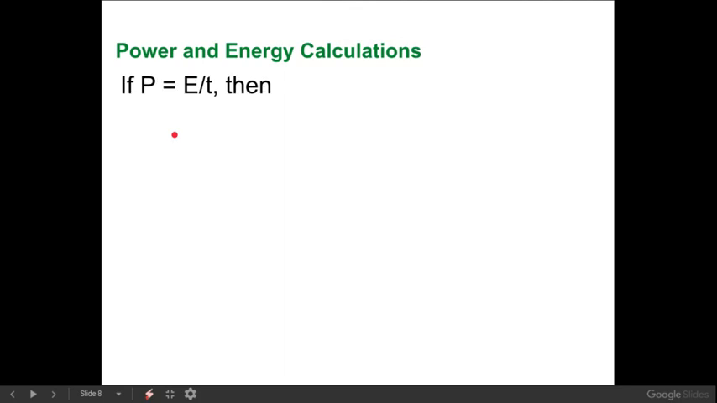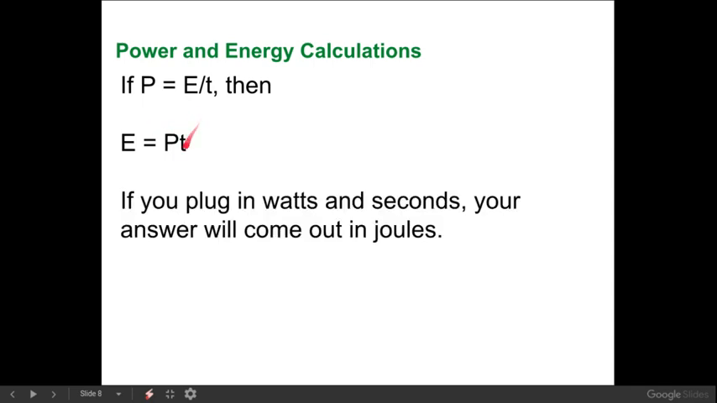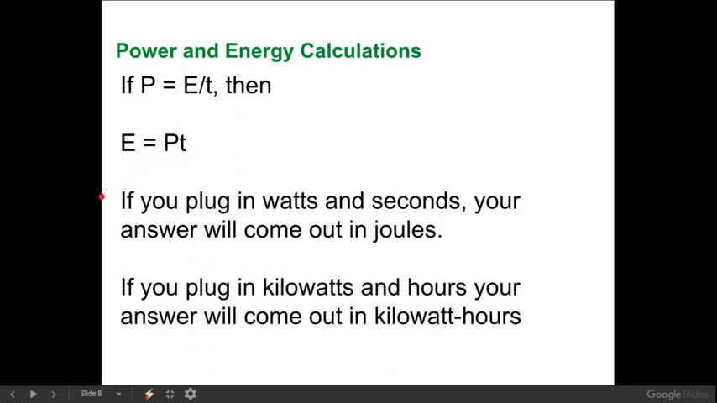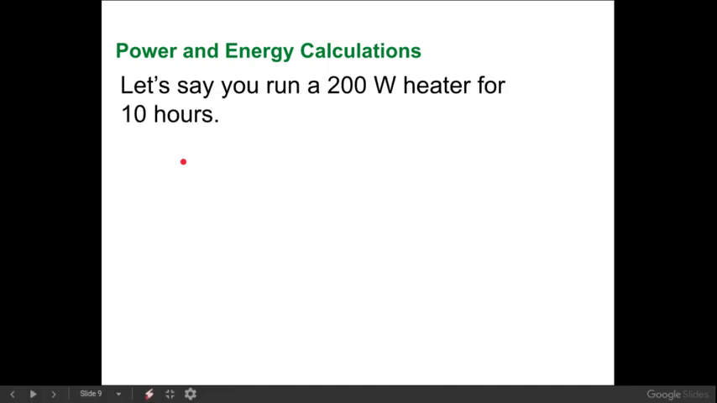So let's do one of these problems here. If power is equal to energy divided by time, then energy is equal to power times time. If you plug in watts in your power and your time in seconds, then your energy answer is going to come out in joules. But if you plug in kilowatts for your power and hours for your time, then your answer is going to come out in kilowatt hours, which is what we want for one of these cost problems.